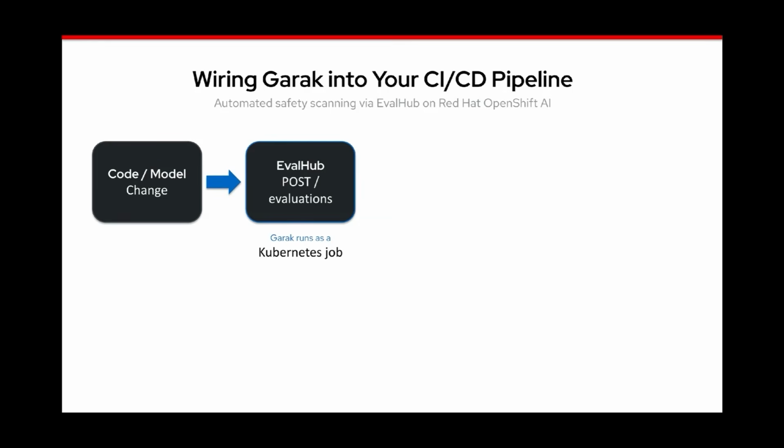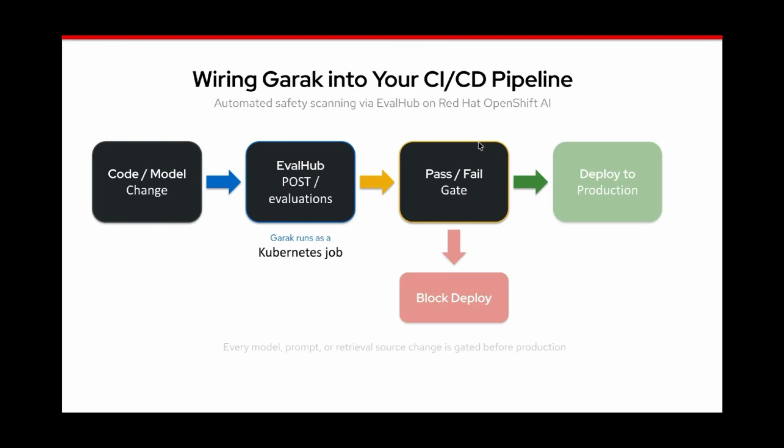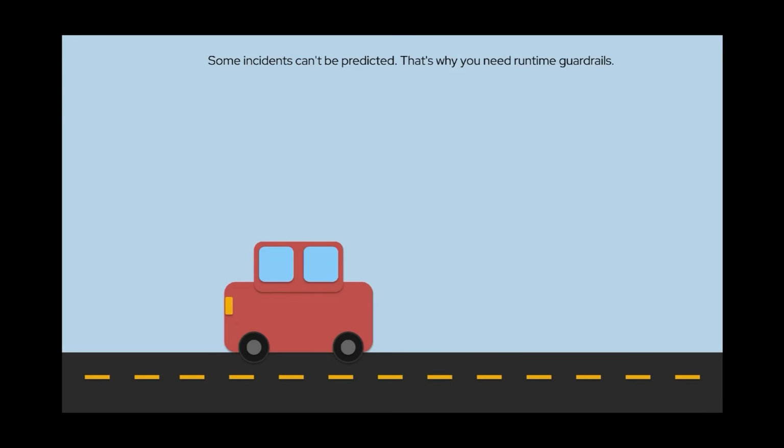Run that scan as a gate in your deployment pipeline, not as a one-time launch task. Every time a model change, prompt change, or retrieval source change is about to go into production, the pipeline runs Garak first. If a small tweak quietly breaks something that was previously safe, you find out in CI, not from a customer. The second layer is runtime protection.